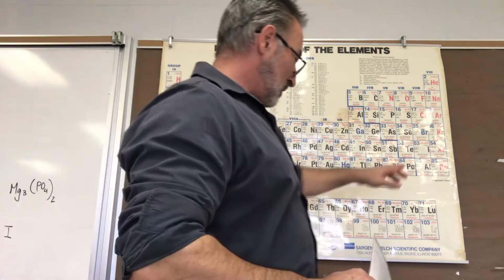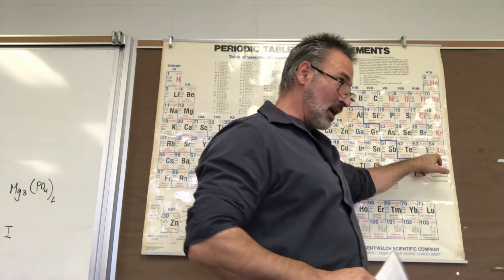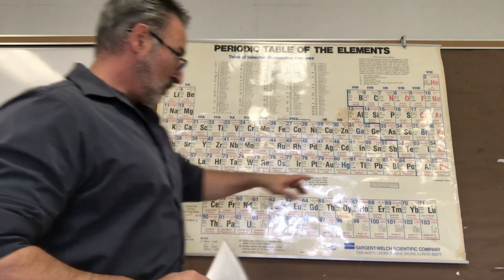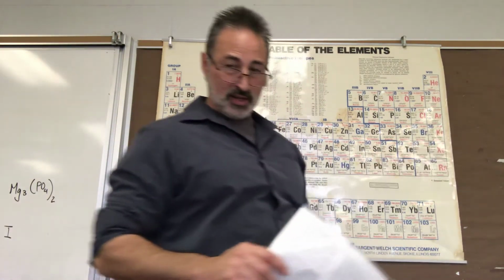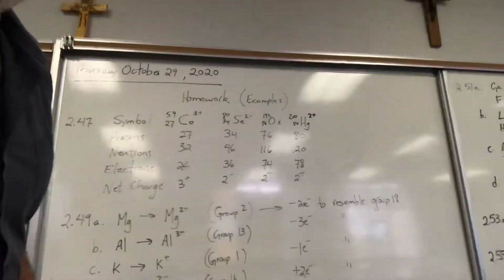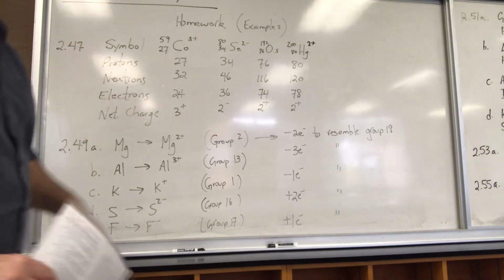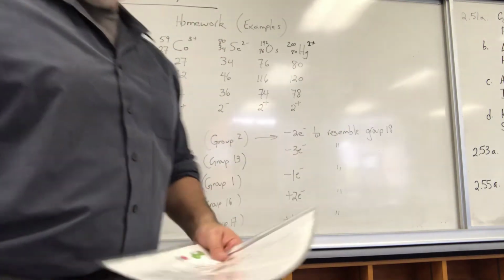Iodine will gain 1 electron to become isoelectronic to xenon. And lastly, selenium will gain 2 electrons to become isoelectronic to krypton to attain that octet configuration. So that's what I have written here for the answers of 249. And it's always to resemble the configuration of group 18 to achieve what's called a stable octet.